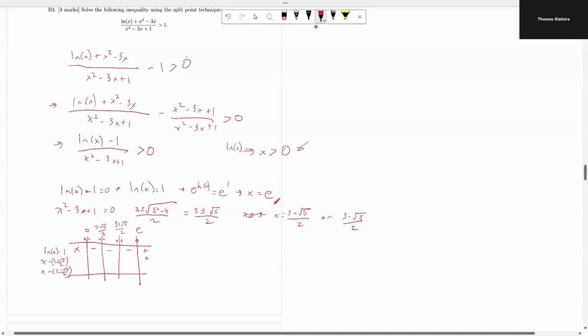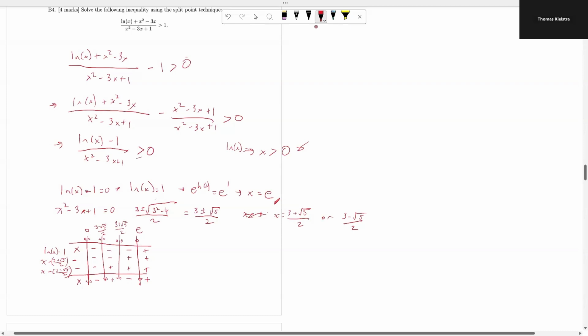Right-hand behavior is positive, left-hand behavior is negative. I change sign at 3 plus root 5 over 2. Right-hand behavior is positive, left-hand behavior is negative. I change at 3 minus root 5 over 2. I do my multiplication. I'm undefined for less than 0, undefined at 0, negative for less than 3 minus root 5 over 2, undefined there, positive, undefined, negative, 0, positive.